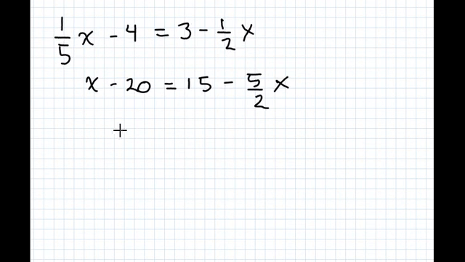x. Now I'm going to multiply through by 2 to every term in this equation to get rid of this 2 down here in the bottom. So this becomes 2x minus 40 is equal to 2 times 15 is 30.